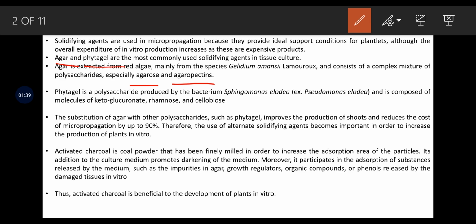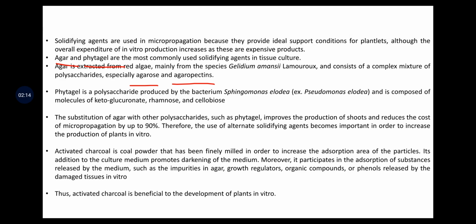Activated charcoal is another material used in tissue culture. This is a coal powder that has been finely milled in order to increase the adsorption area of the particles. Its addition to the culture media promotes darkening of the medium. It participates in the adsorption of substances released by the medium, such as impurities in agar, growth regulators, organic compounds, or phenols released by the damaged tissue in vitro. Thus, activated charcoal is beneficial in the development of plants in vitro.